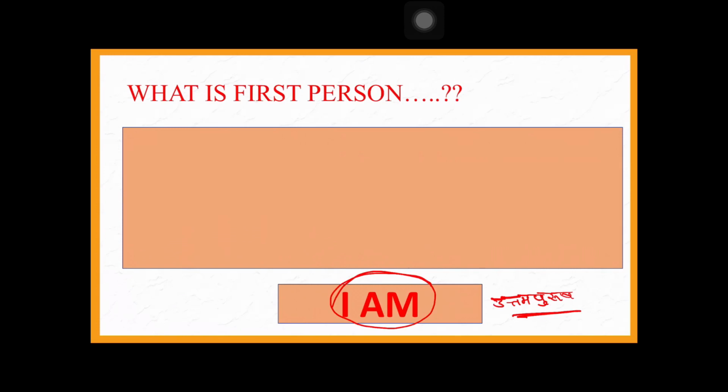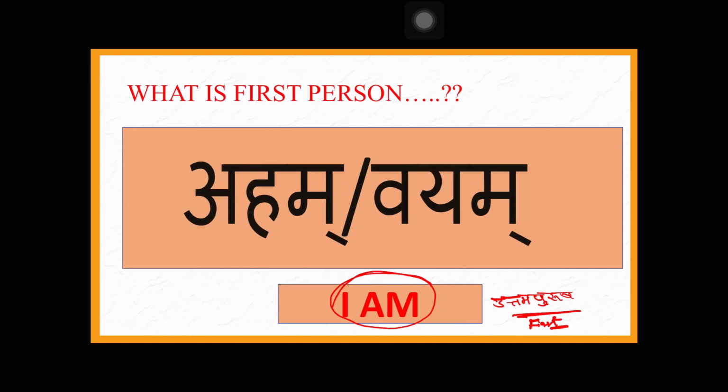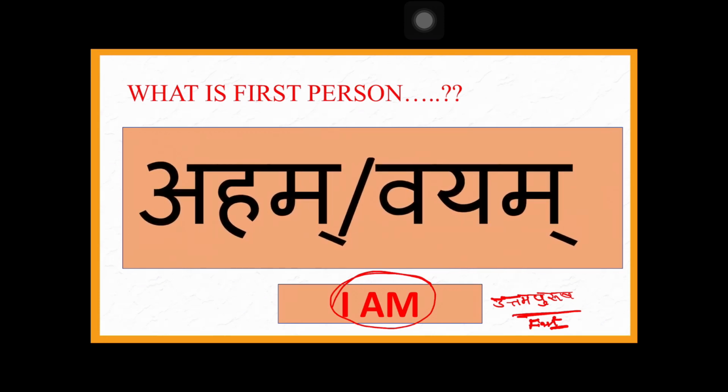Uttama Purusha in Sanskrit means first person. Okay, what is that? Let us see which one that is. Here is the word for "I am", which is aham. You have heard this word many times, aham. In singular I will write it over here, in singular, aham.